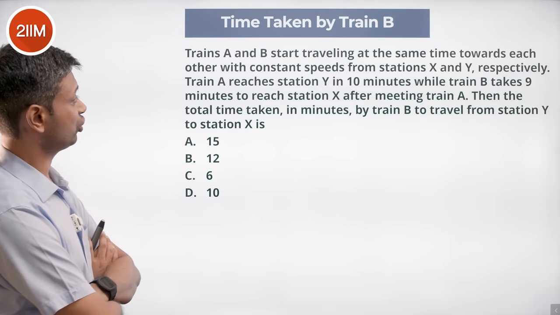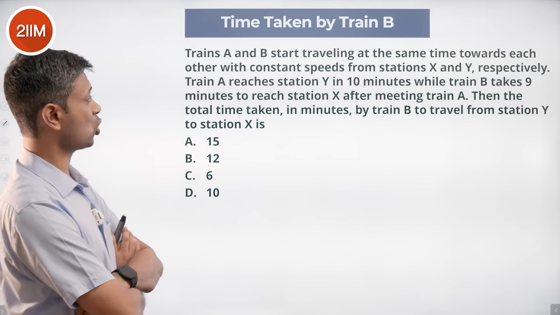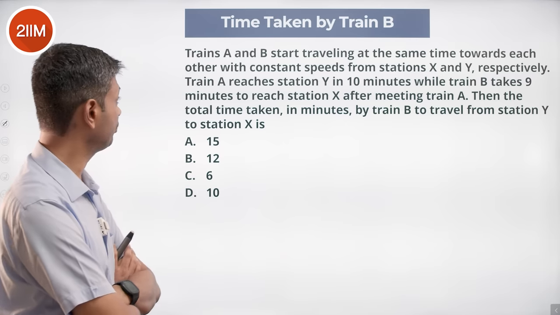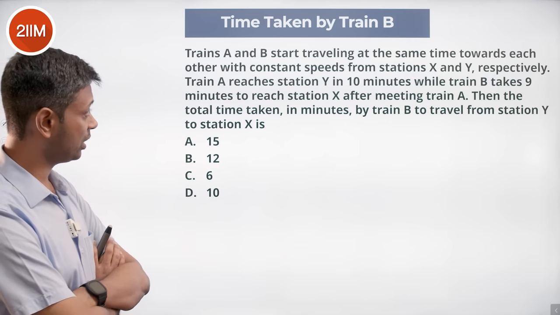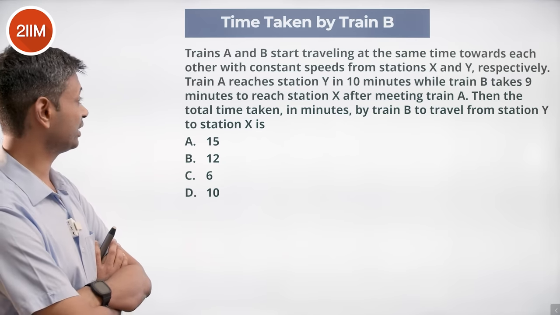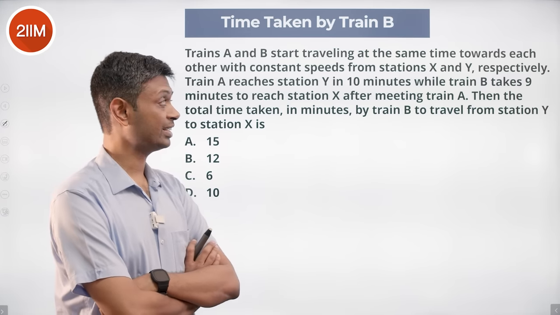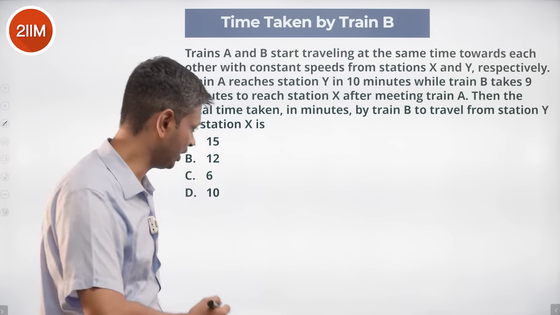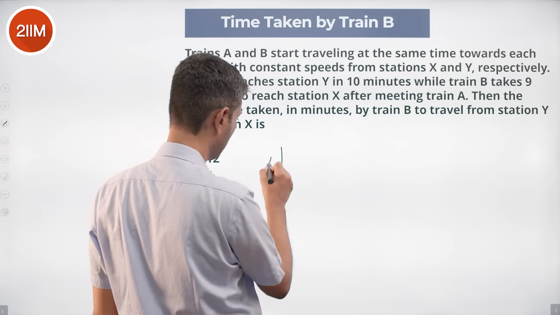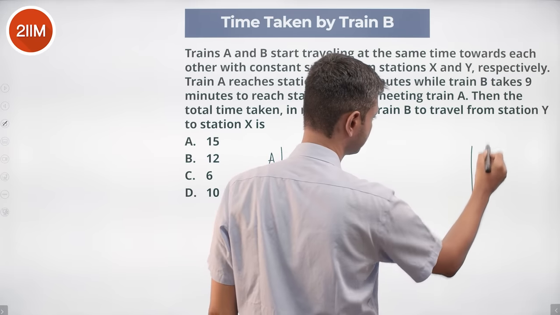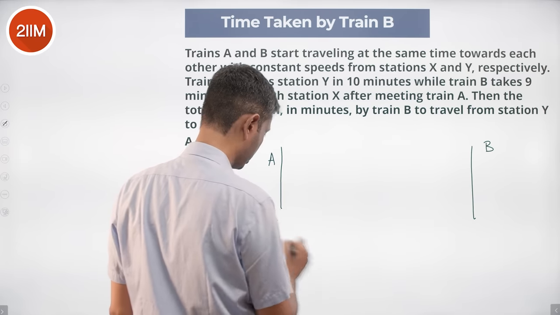Trains A and B travel at the same time towards each other with constant speeds from X and Y respectively. Train A reaches Y in 10 minutes, while train B takes 9 minutes to reach station X after meeting train A. Very nice. So train A starts from X, train B starts from Y.